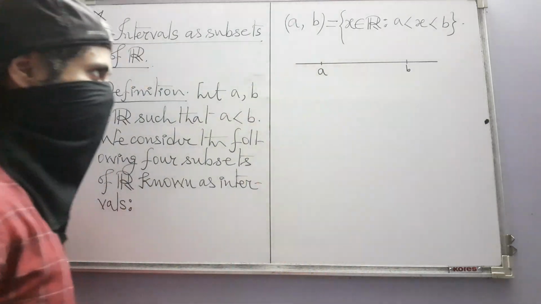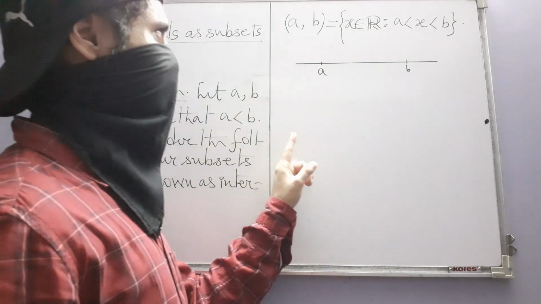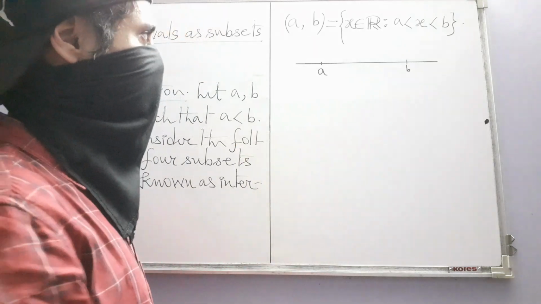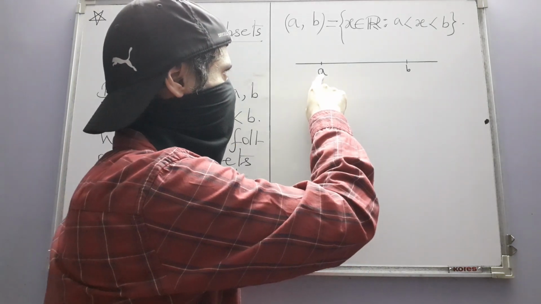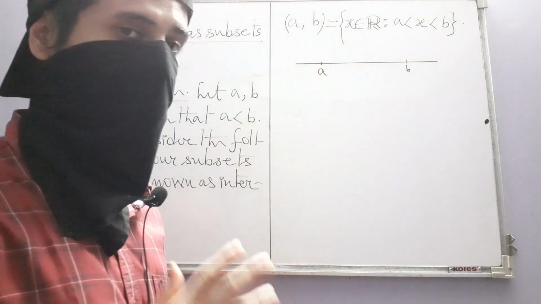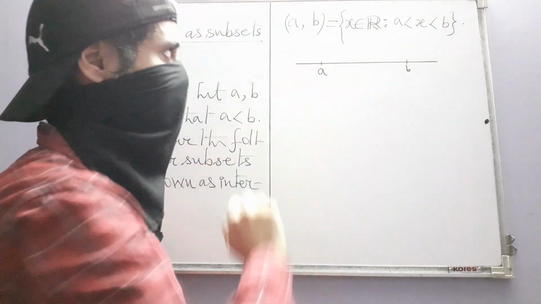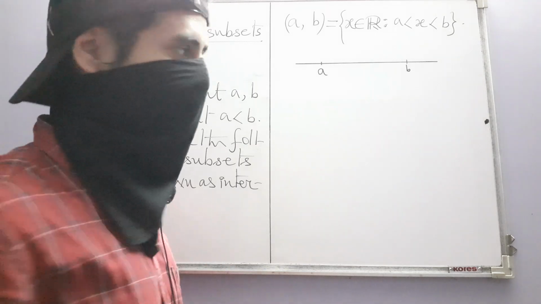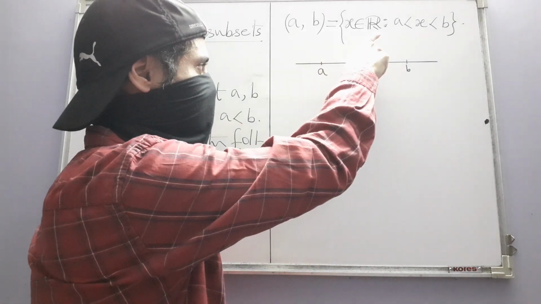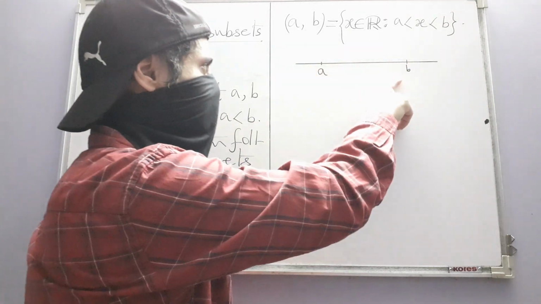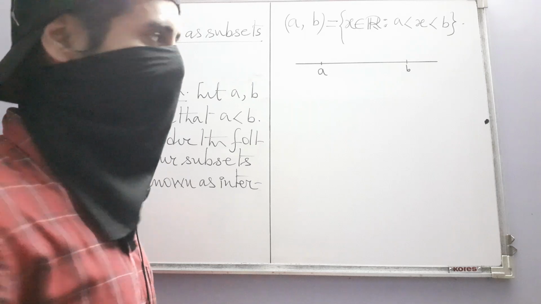You see, we have to somehow draw a diagram in which this should be clear that A and B, these two numbers themselves are not elements of this set. For example, A itself is not greater than A. So A does not belong to this set. Similarly, B itself is not less than B. So B does not belong to this set.